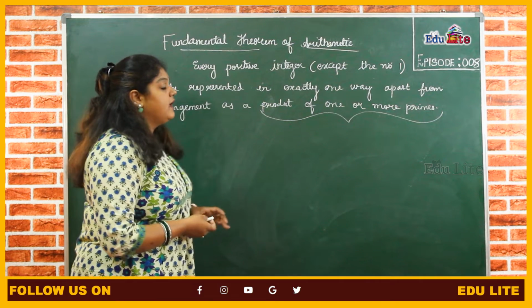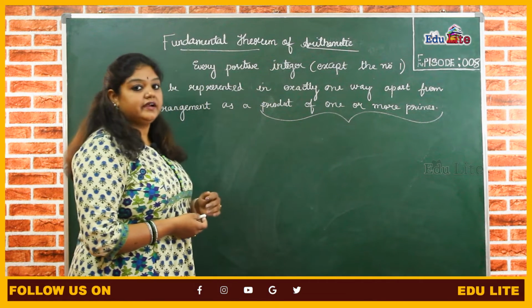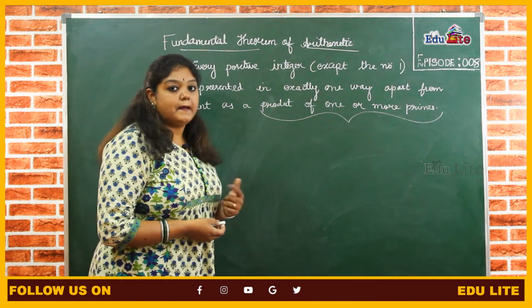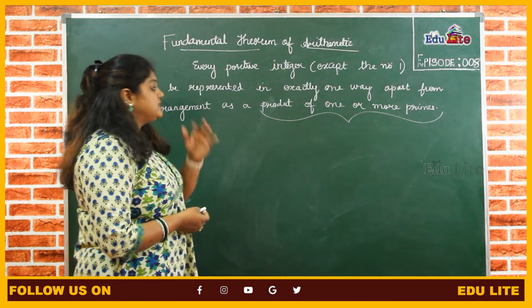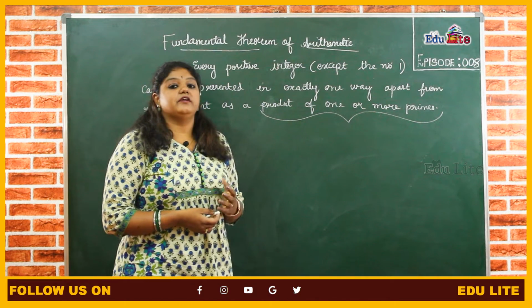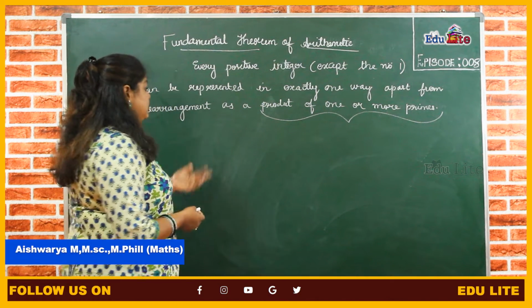What is a prime number? A prime number is a number which can be divided only by itself or by 1. And what is a composite number? If it is not a prime number, then we call it a composite number. Let us see more clearly.